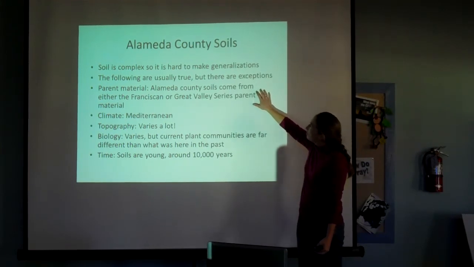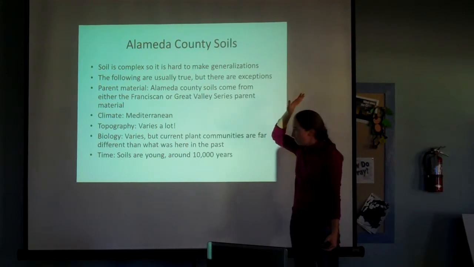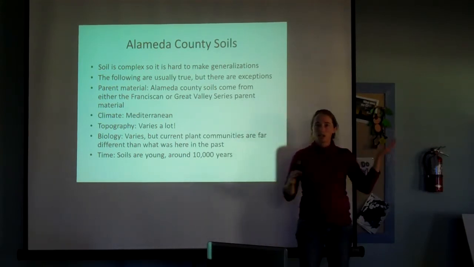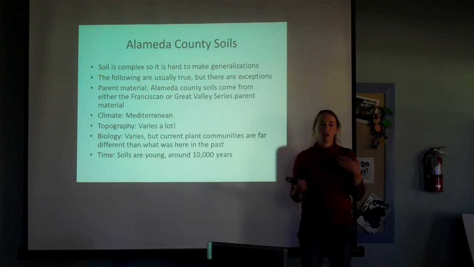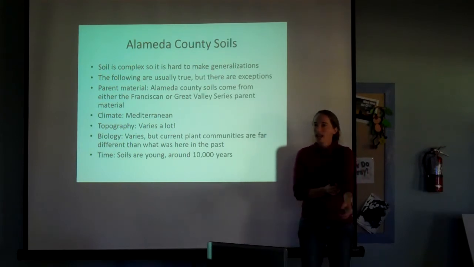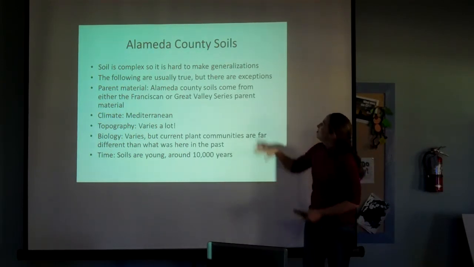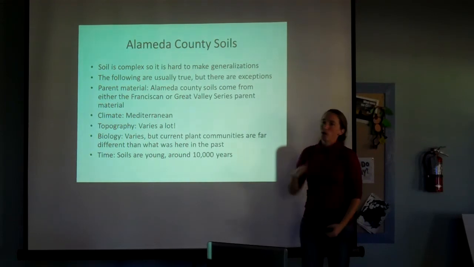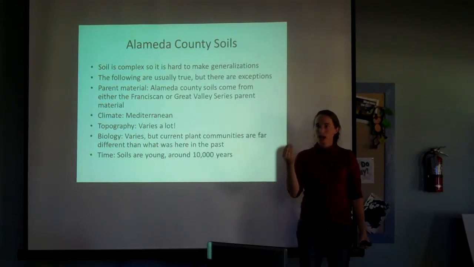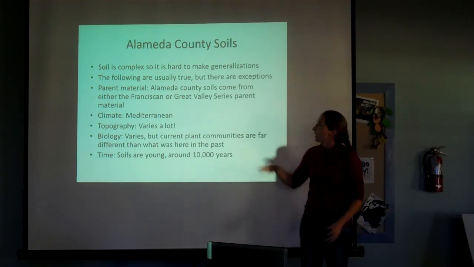Alameda County soils usually come from either Franciscan or Great Valley Series parent material, which means the Coast Range hills are made out of this stuff that they call graywacke sandstone, which is a sandstone that has a lot of volcanics in it, and it's really erodible. If any of you live on a slope that's failing, you will know that. And it tends to weather to clays. It actually tends to weather to really high shrink-swell clay. So that's one of the reasons why we have a lot of clay here.